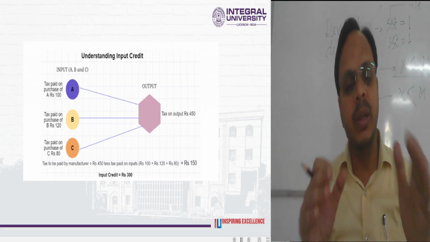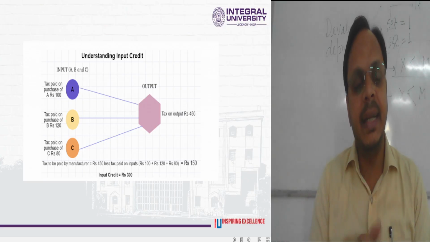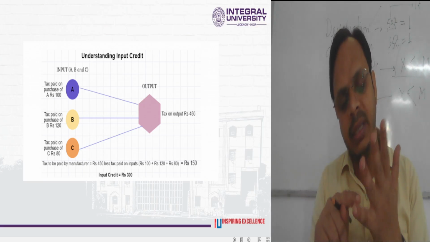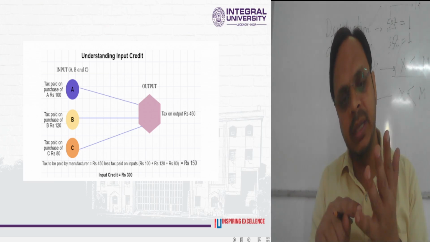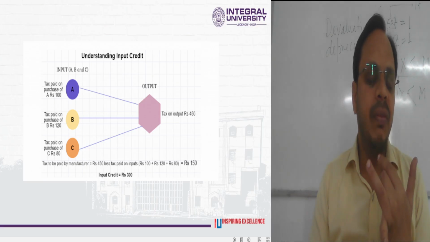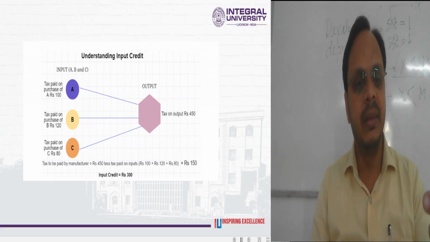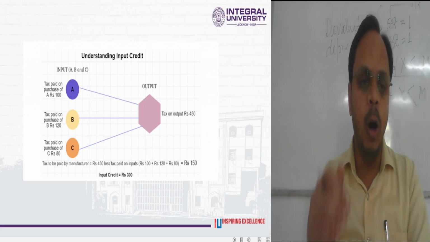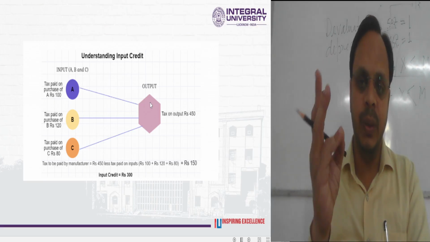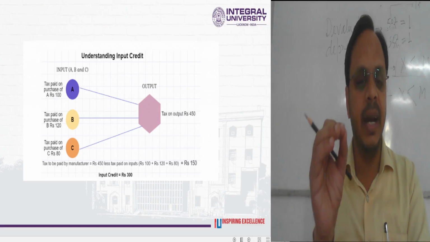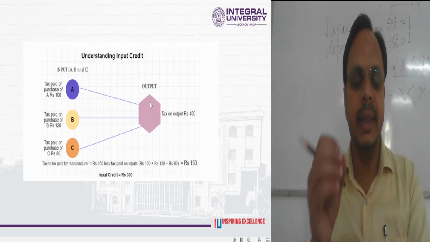So the manufacturer has already paid taxes on the acquisition of A, B, C. These are the inputs. In order to make output, tax has already been paid on the various types of inputs A, B, C, which is 100, 120 and 80. So finally, how much has the manufacturer paid? 100 plus 120 plus 80, so in total the manufacturer has paid 300 rupees. So it is known as the input tax.